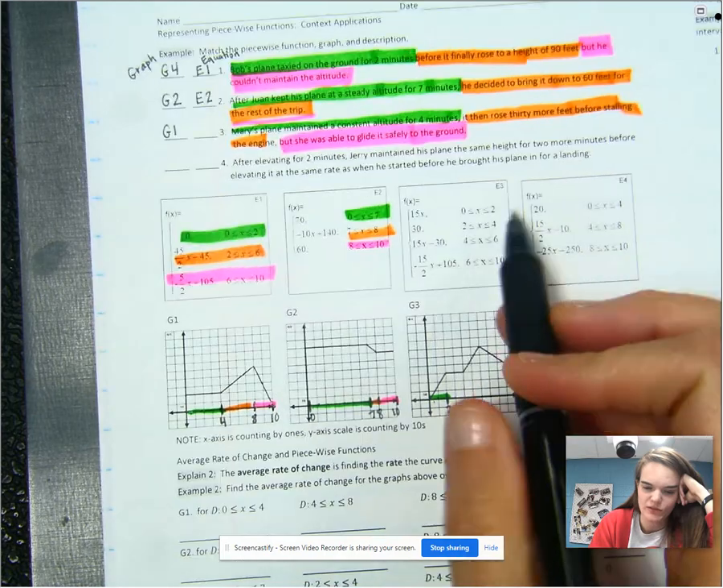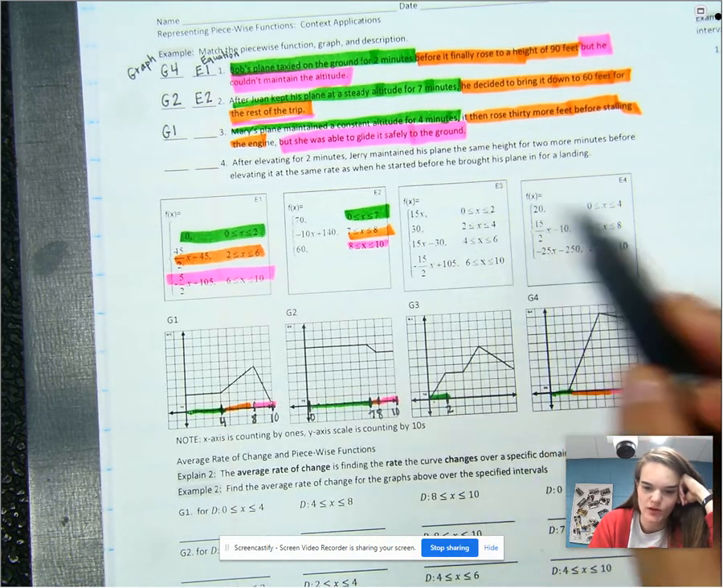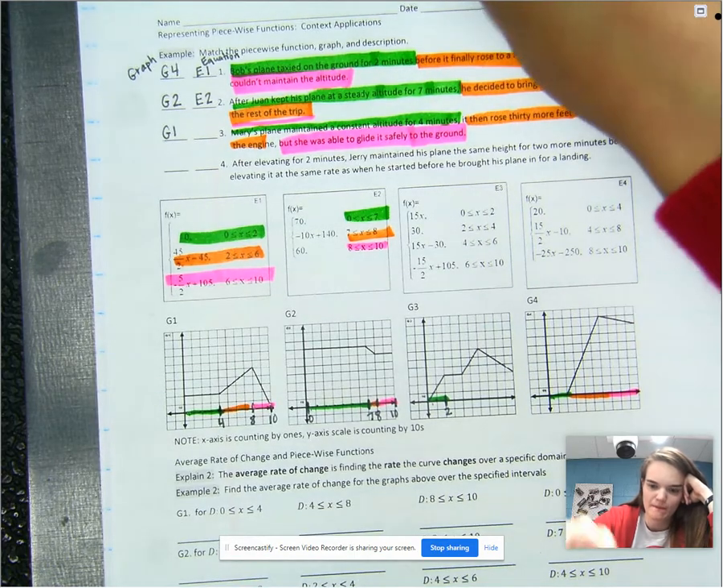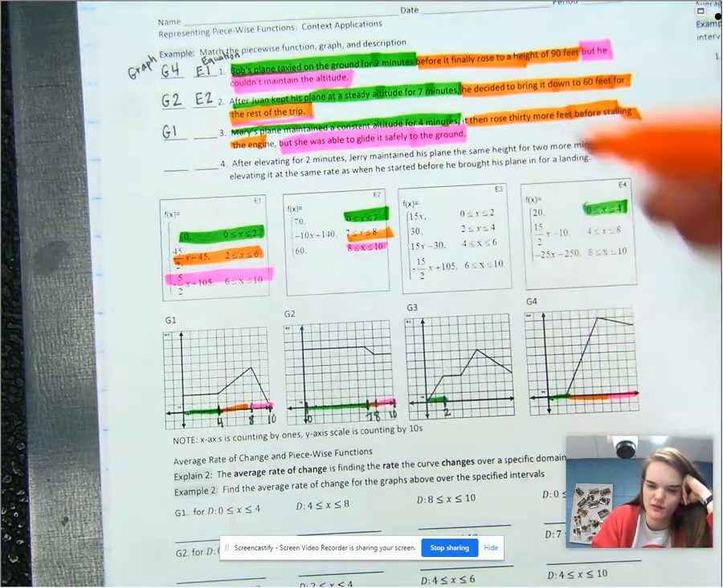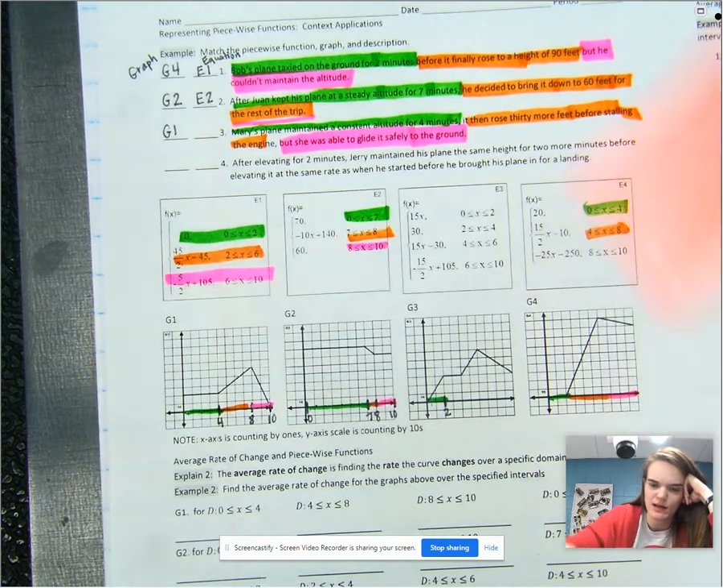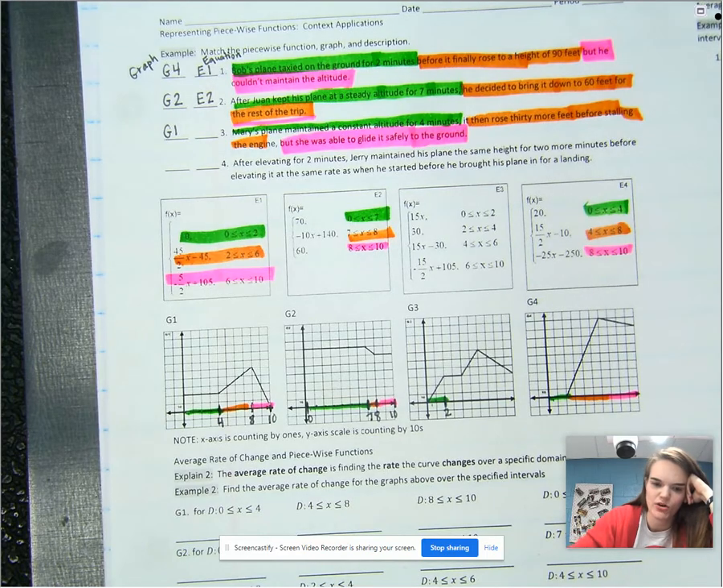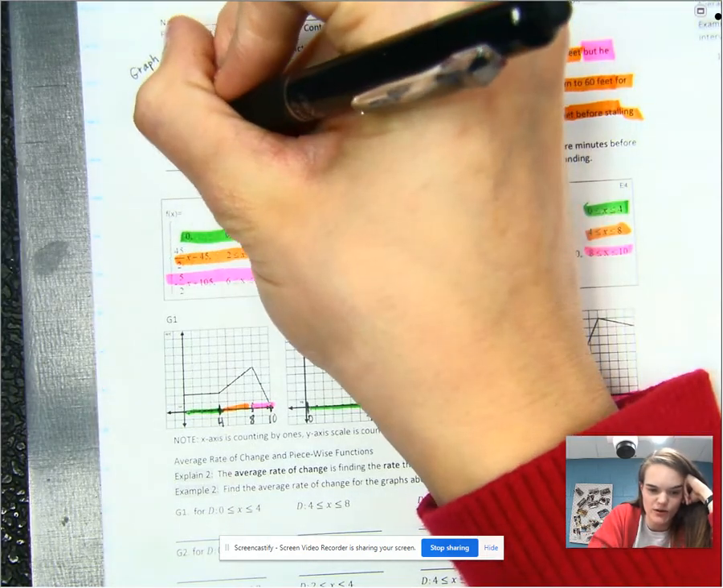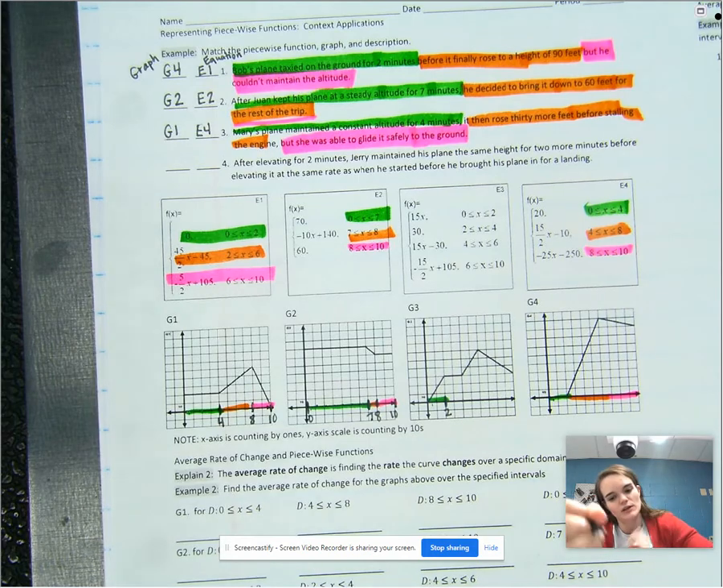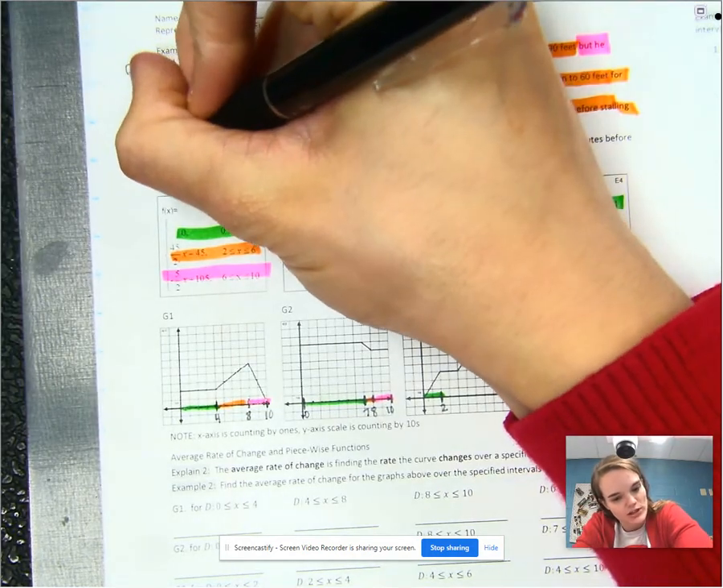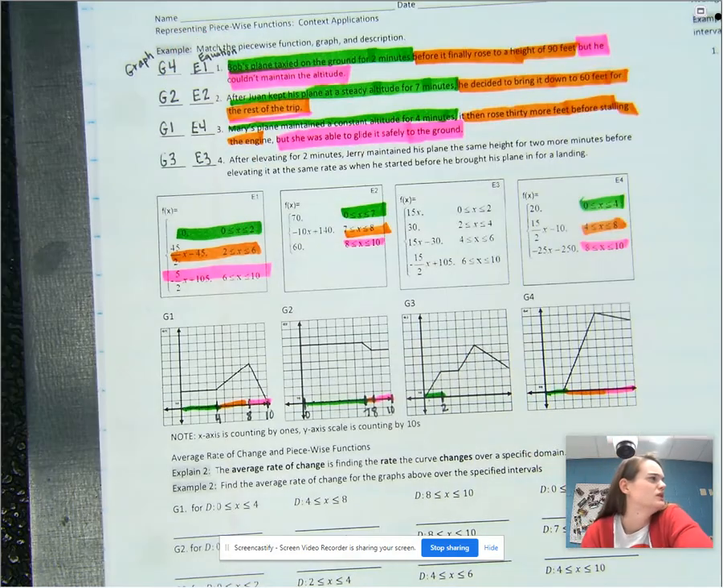Okay, now let's see if we can find the equation. 0 to 4, no, but here's 0 to 4. 0 to 4, and then 4 to 8, 4 to 8, and 8 to 10. That is accurate, so that means her equation is E4. Now that means the only one left is G3 and E3, but we better check and make sure that's actually correct. I'm going to write it down, but we better make sure it's true.